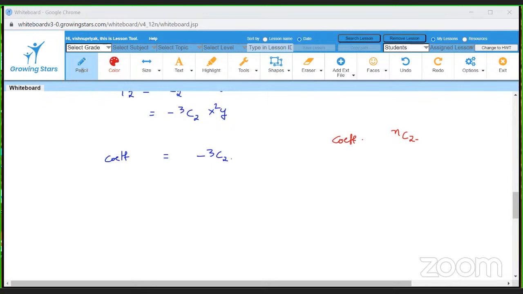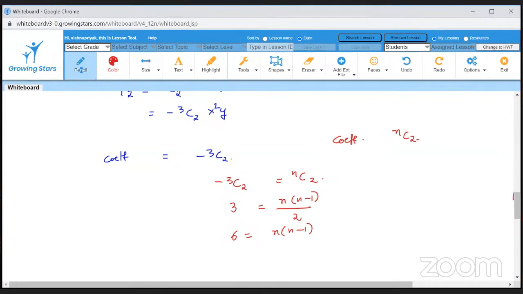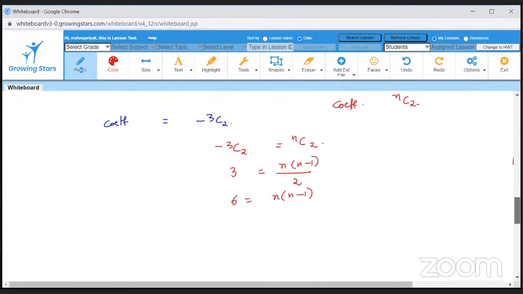Okay. So now how to get the answer? You have to take the coefficients equal. For time being, I will remove the minus sign. 3C2 is same as 3C1. And NC2 is start with N, take two numbers by 2 factorial. 6 equal to N into N minus 1.